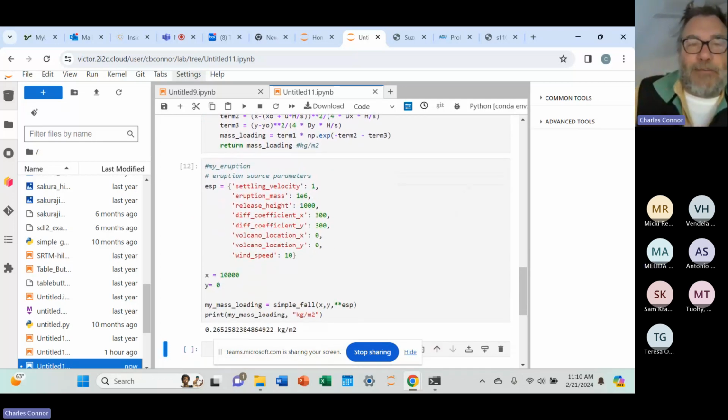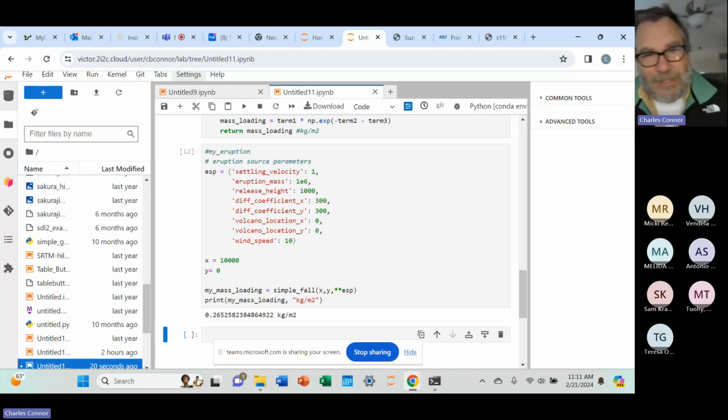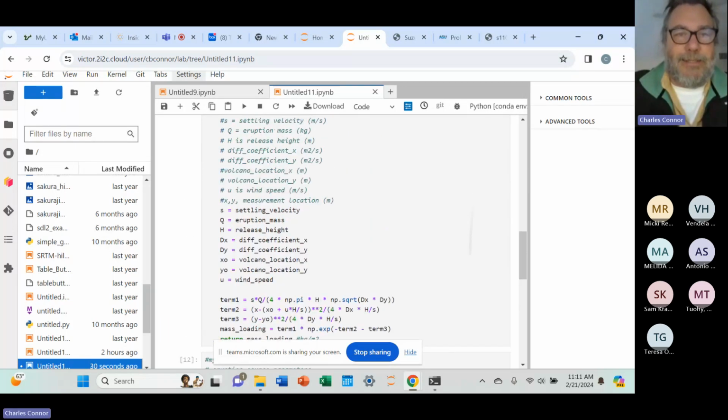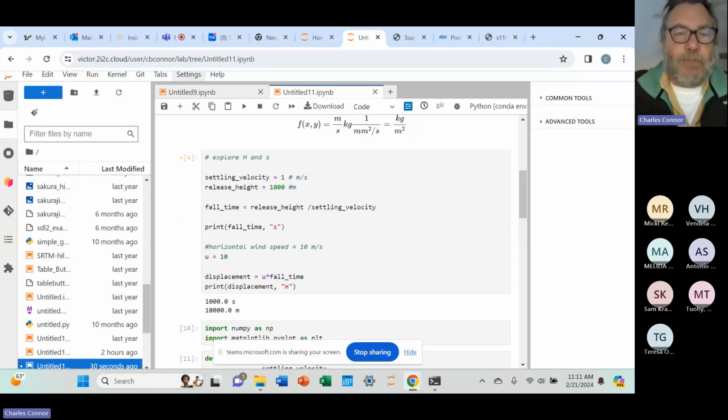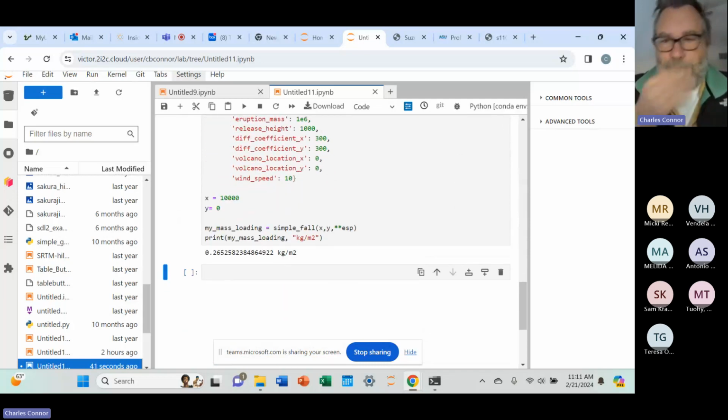So I've input some parameters. I've said, okay, I've got particle settling. I'm releasing 1,000,000 kilograms, right, from 1 kilometer height. It's diffusing in the atmosphere. I'm downrange of the volcano, and I'm getting a value out, right? So remember up here, I predicted that 10,000 meters was going to be the displacement for me.